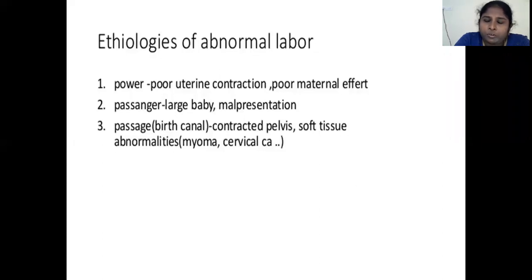Next, passenger. Passenger here is the baby. The baby should not be excessively large, or in a wrong position. These two will cause abnormal labor. So passenger problem is another problem. Next, the problem in the passage. Passage means right from the uterus to the vulval outlet in the birth canal. Any problem in the pelvis or soft tissue abnormalities, all these will be dealt with in detail.